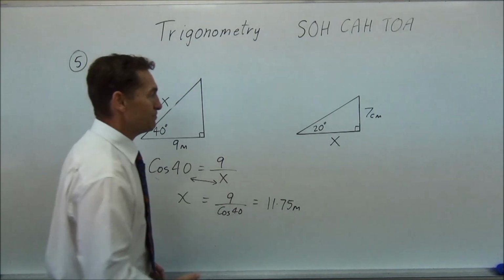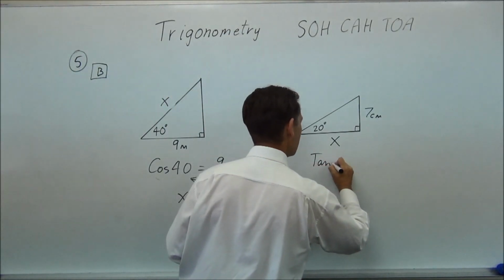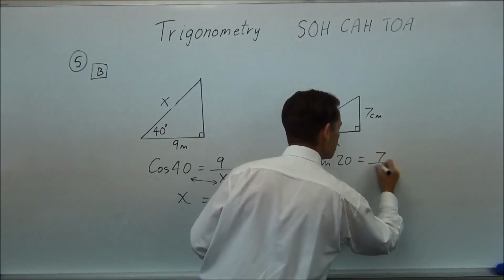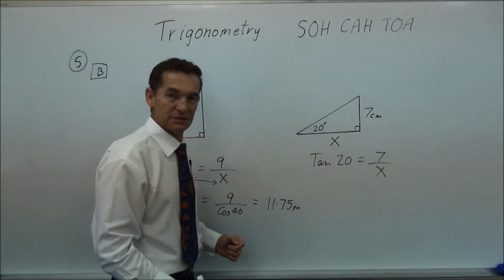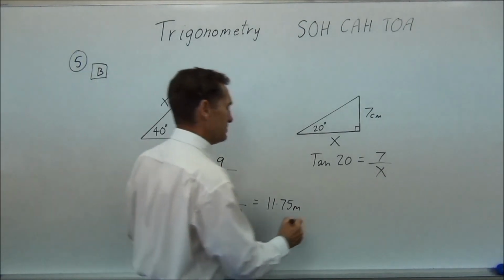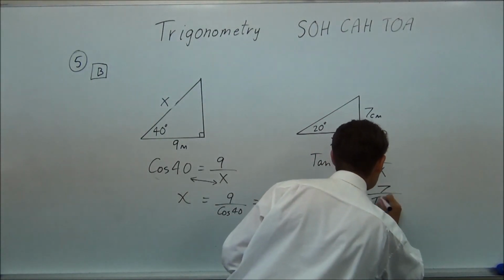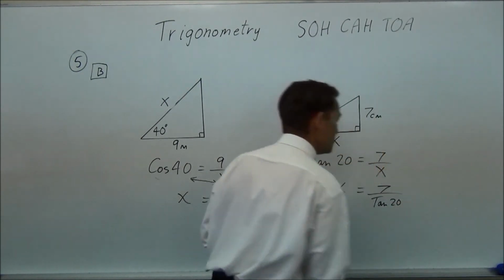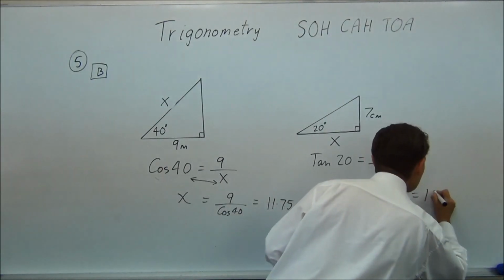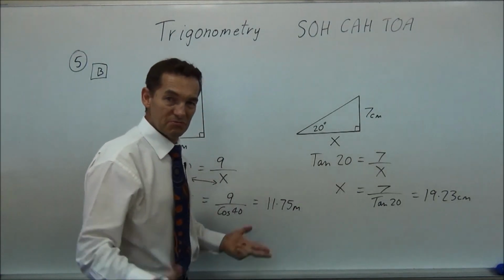So let's do the next one. Again, this is tan, just like before. So we're going to have tan 20 equals opposite over adjacent, 7 over x. We've got x on the bottom, what do we do? We switch them around. So we get x equals 7 divided by tan 20. Punch that in your calculator and you get 19.23 and you're done.